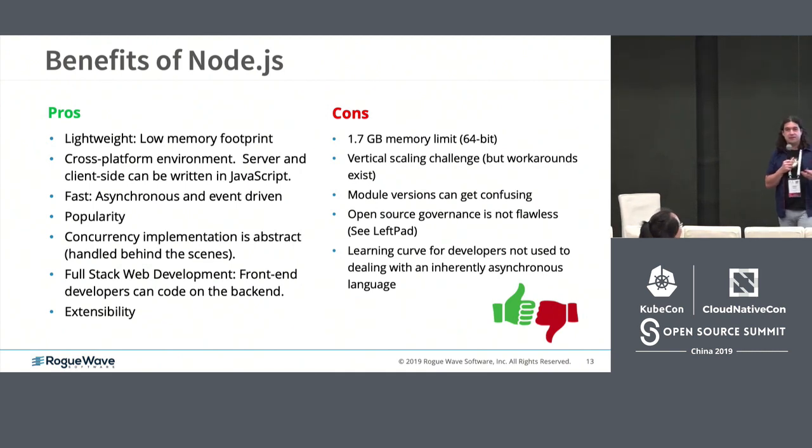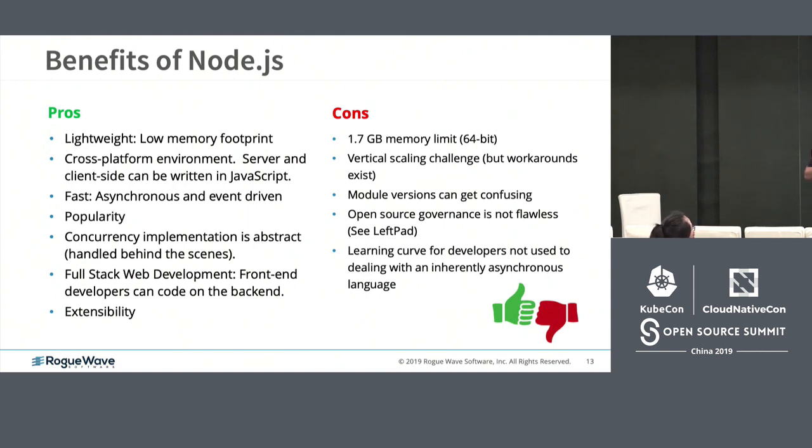That means that we have to have multiple V8 engines processing in parallel if we want to be able to use more than 1.7 gigs of memory within our application. And again, we can do that by taking advantage of Node's clustering functionality. So this makes a vertical scaling challenge, but workarounds do exist.